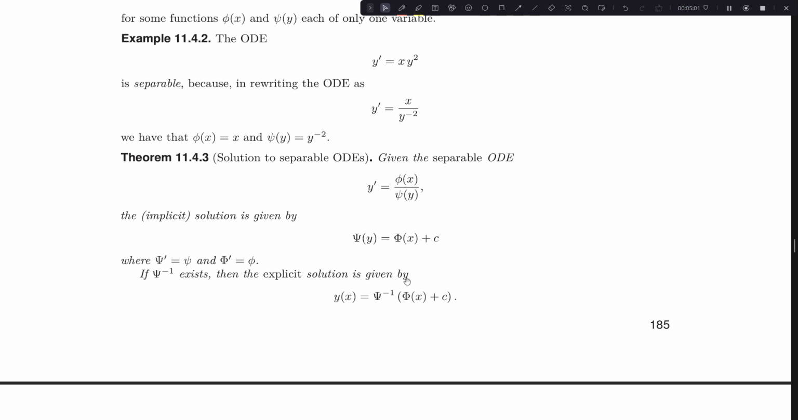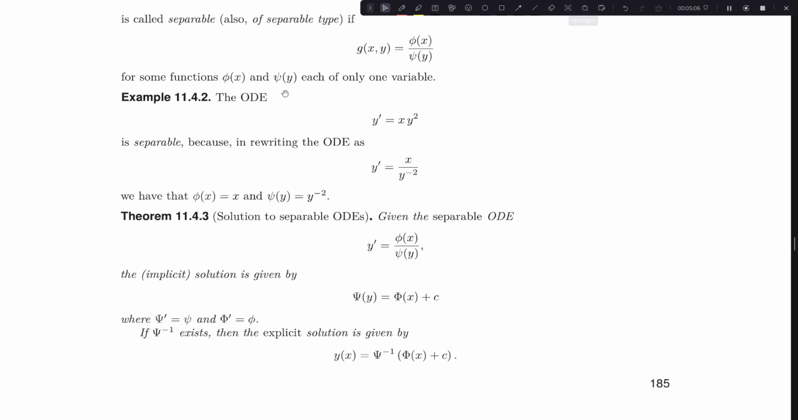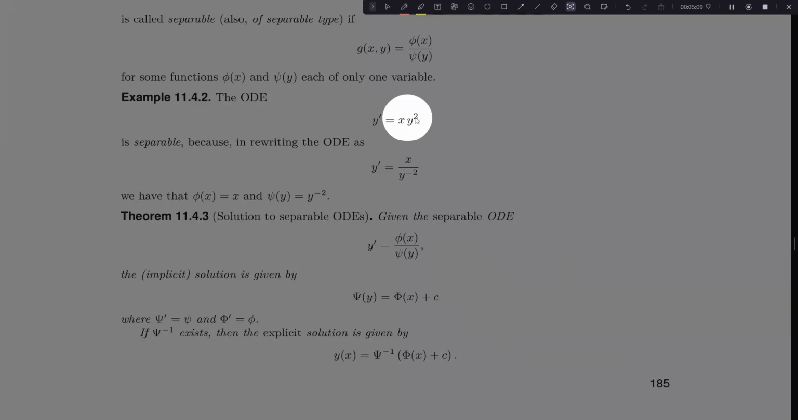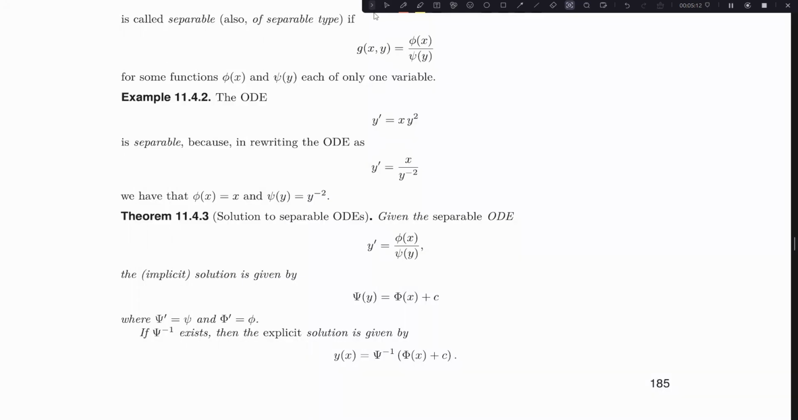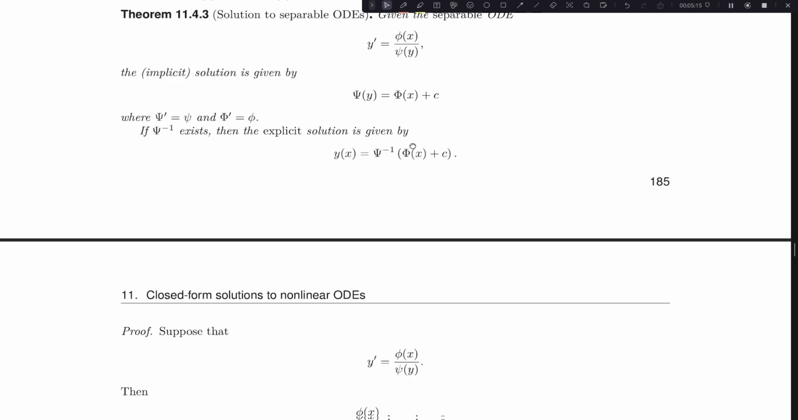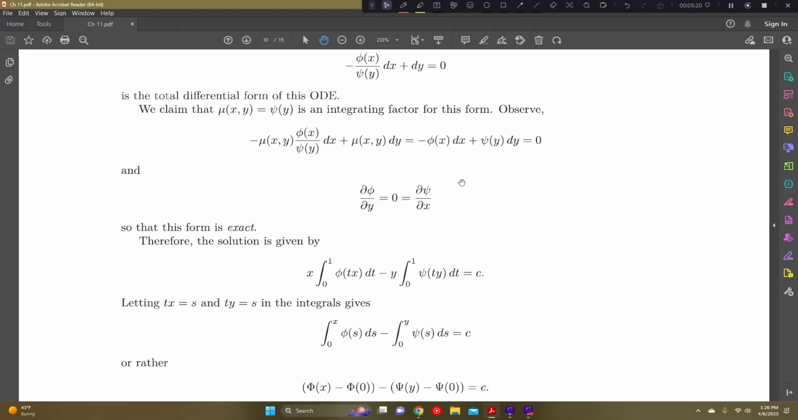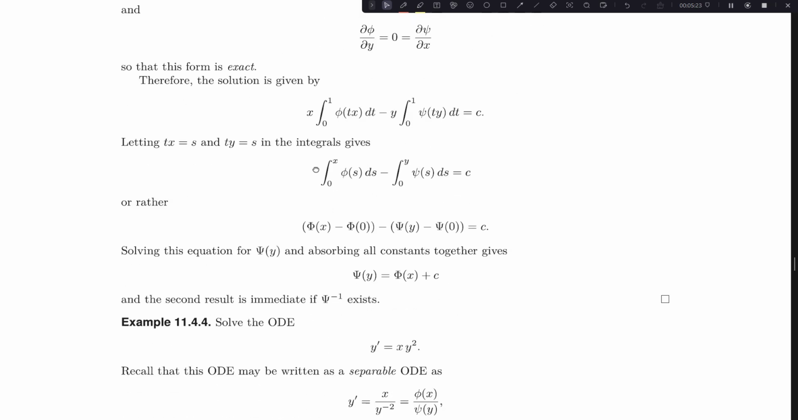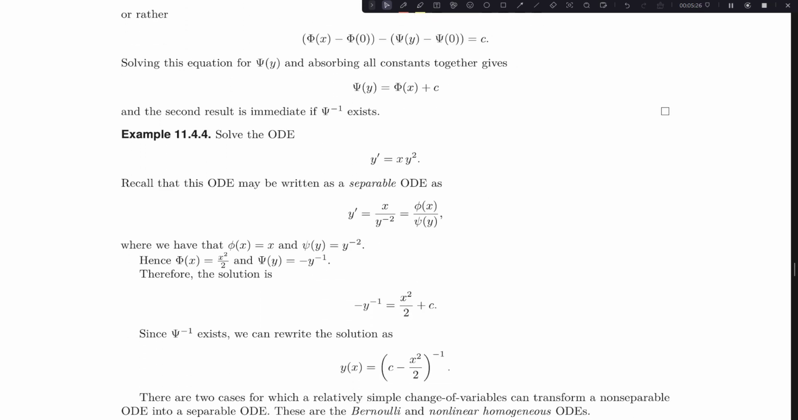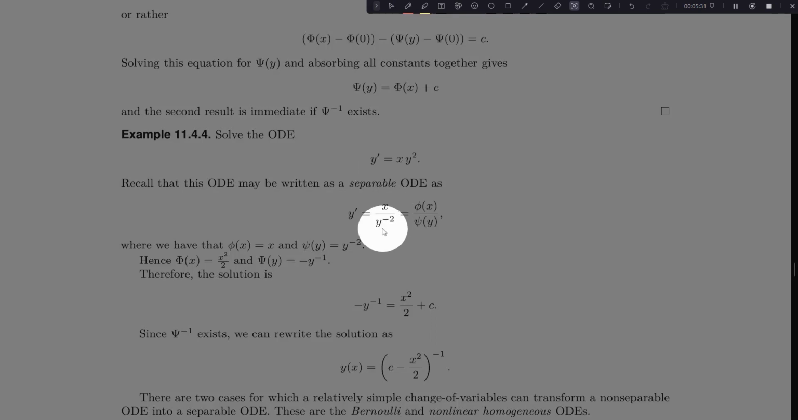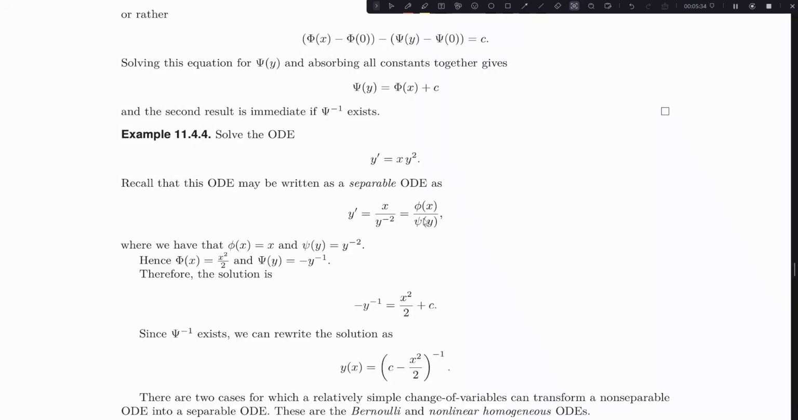This looks a little bit strange, right? The notation here maybe looks strange, but we'll look at this above example. Relook at the example right here. This example will compute the solution to that ODE right here. The proof relies on the previous section, so it should look fairly standard if you recall the previous section. But we're on the same example, and if we rewrite this as x divided by y to the negative 2, that's me identifying phi as x and psi as y to the negative 2.